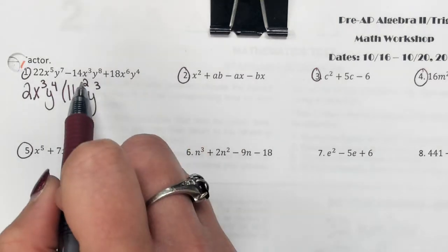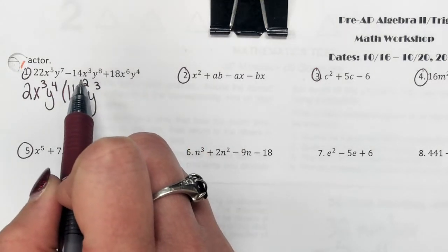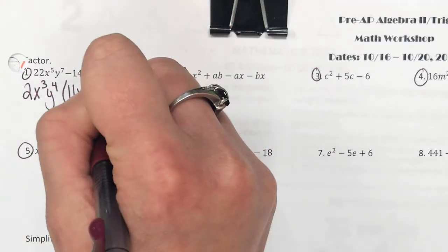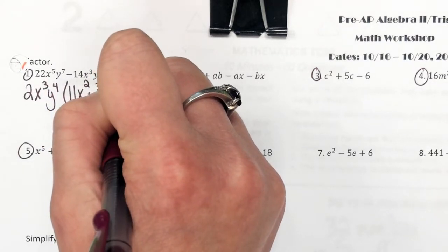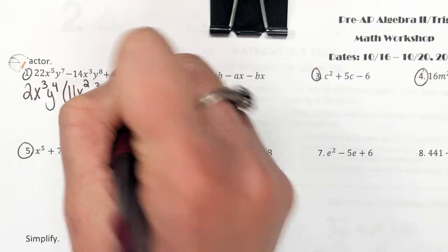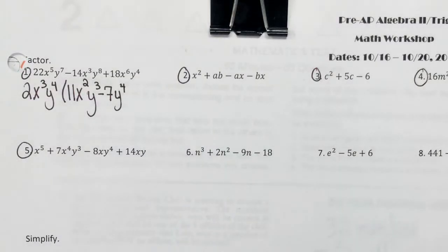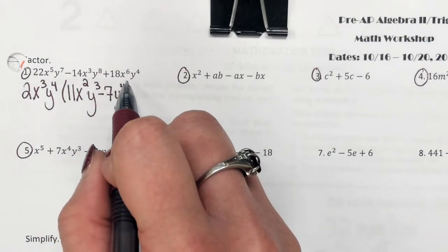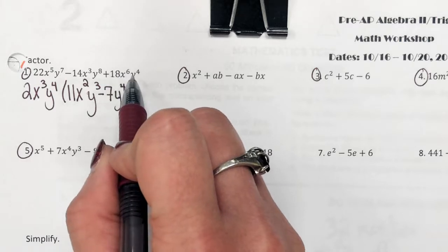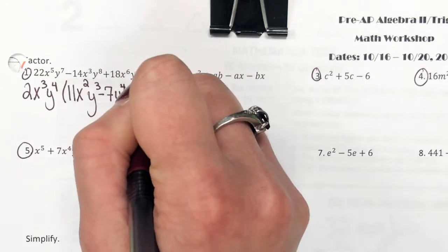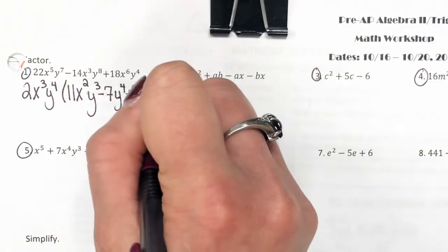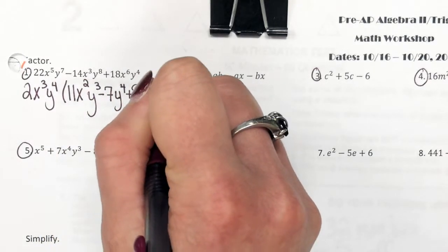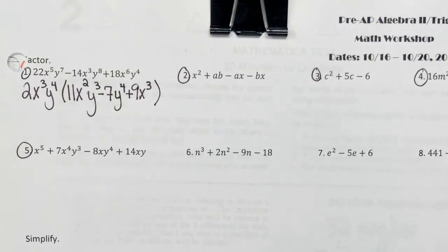All right, Clay, if I take out 2x cubed y to the 4th from that second term, what do I have left? And then y to the 4th. Very good. All right, Josh, if I take out 2x to the 3rd y to the 4th from this third term, what would I have left? Oh, careful. 6 minus 3. The x to the 3rd. Okay, very good job. Very good.